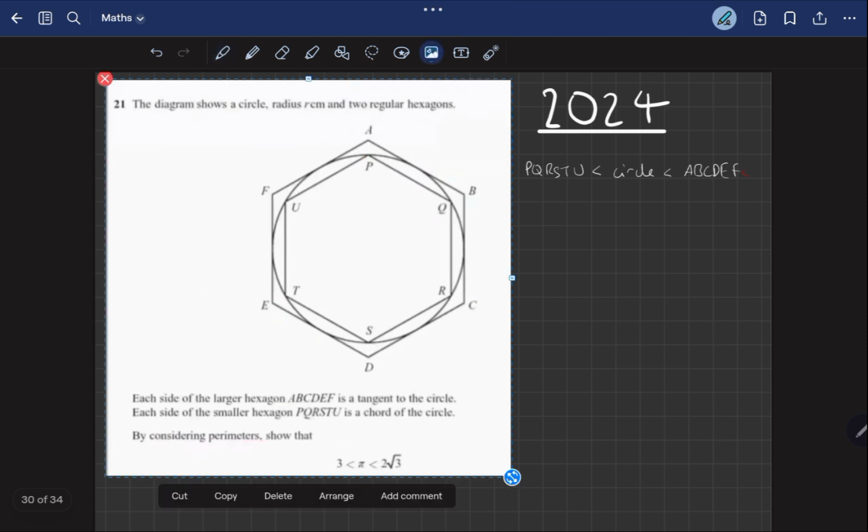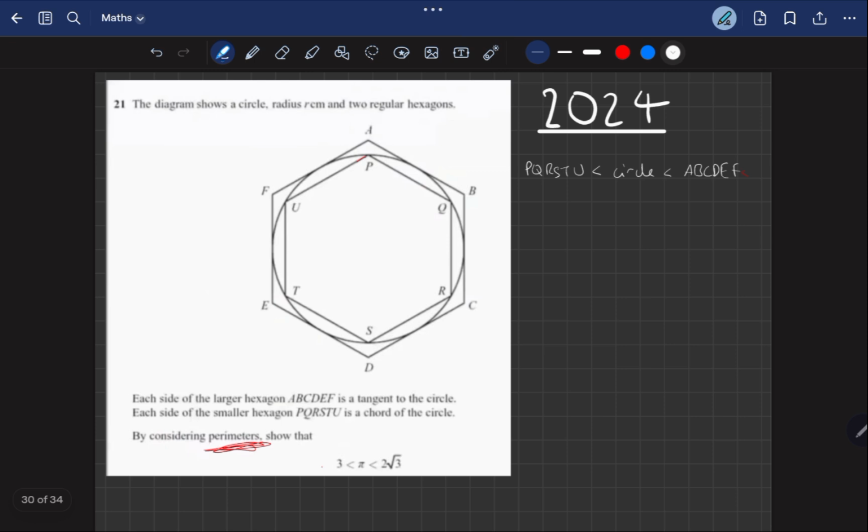Okay? Now look. 3 is less than pi is less than 2 root 3. PQRSTU is less than perimeter of circle is less than ABCDEF. Boom. We have the inequality. Now what we just have to do is find the perimeter of PQRSTU, find the perimeter of the circle, find the perimeter of ABCDEF, and simplify this, and we should get 3 is less than pi is less than 2 root 3.